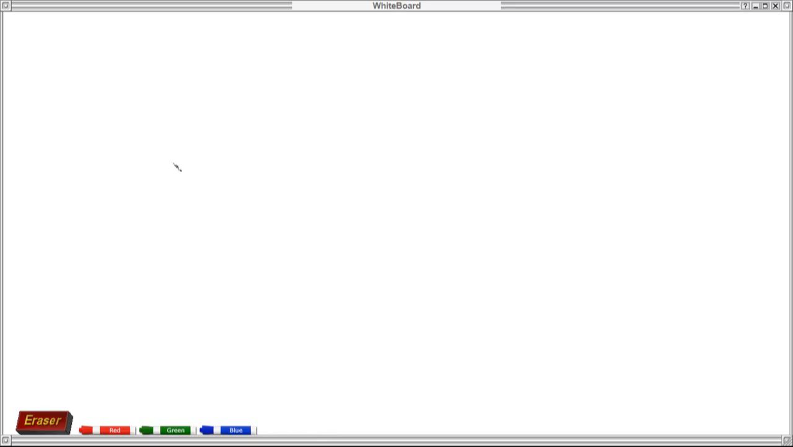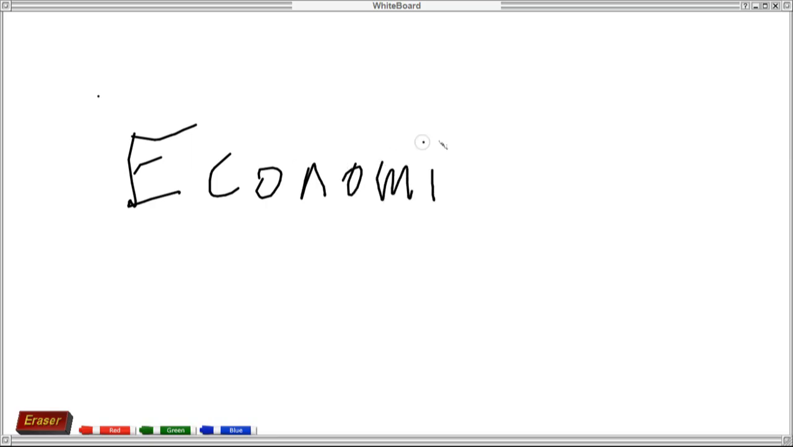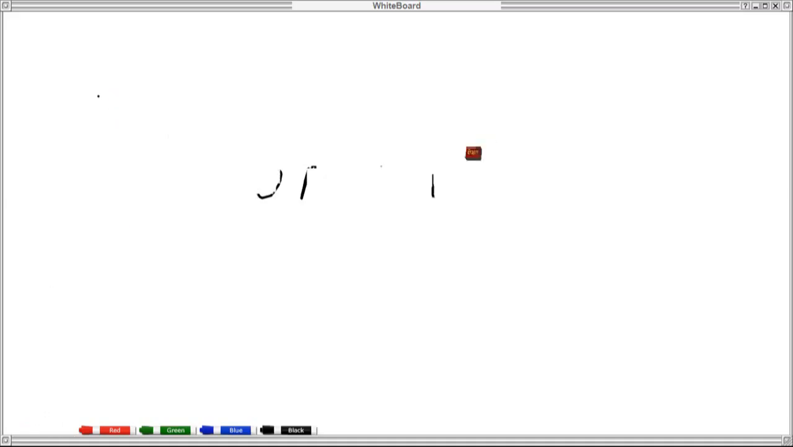Okay, so I'm gonna be talking about economics. Yeah, I know my handwriting isn't all that great. It's just kind of hard to draw with this thing. I'm still not used to it, you know. But anyway, what I'm basically going to be talking about is the basics in economics.